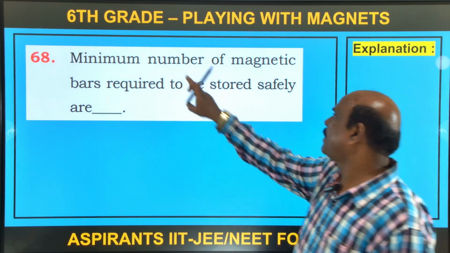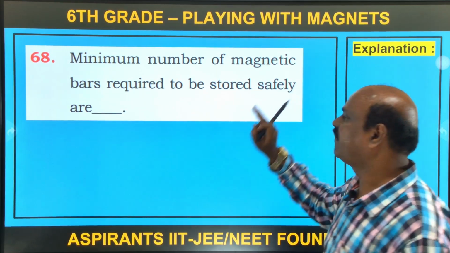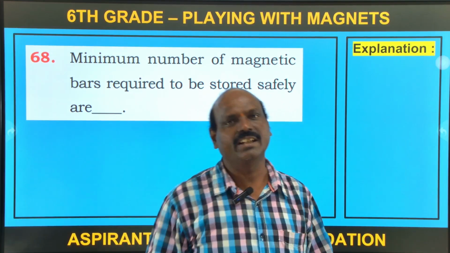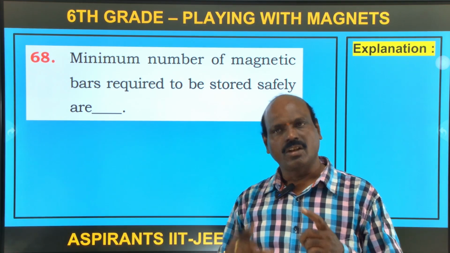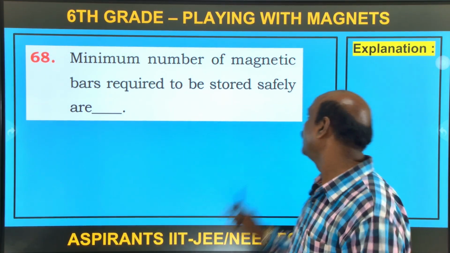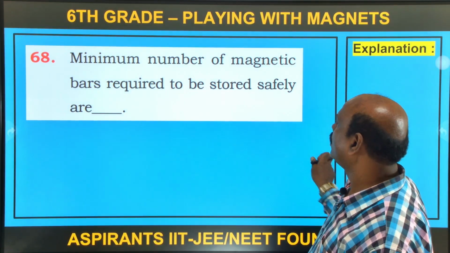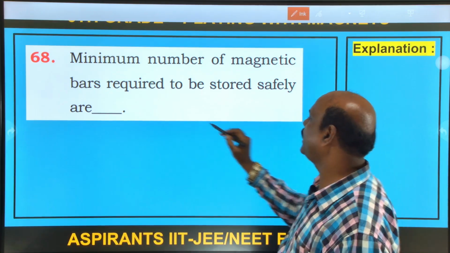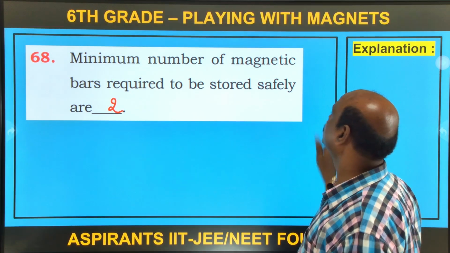Next, the minimum number of magnetic bars required to be stored safely. Means if you want to keep a magnet safely, at least how many magnets do you need? At least you should have 2 magnets, keeping the north and south poles of 2 different magnets together with the help of a piece of iron. Hence you require a minimum of 2. Is it clear?